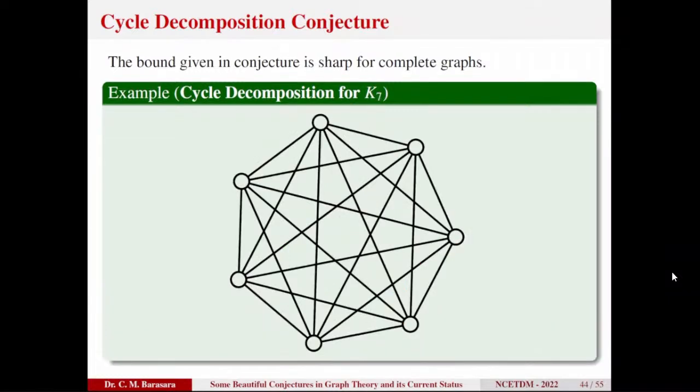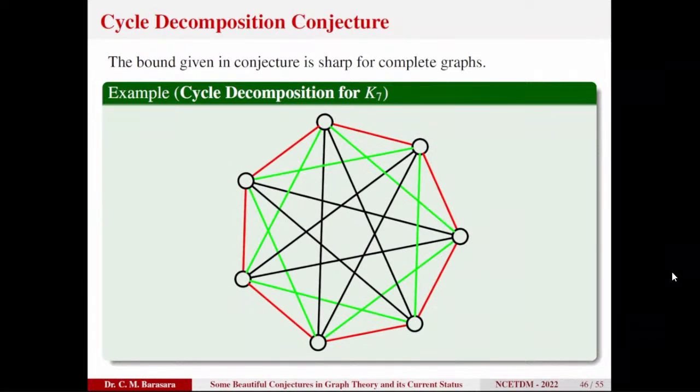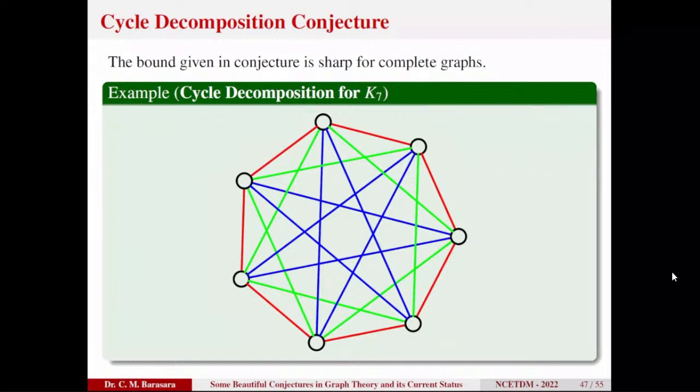Similarly, to decompose K7, we require at least three cycles. No fewer than 3 cycles can be used. It is not possible to decompose K7 using fewer than 3 cycles.